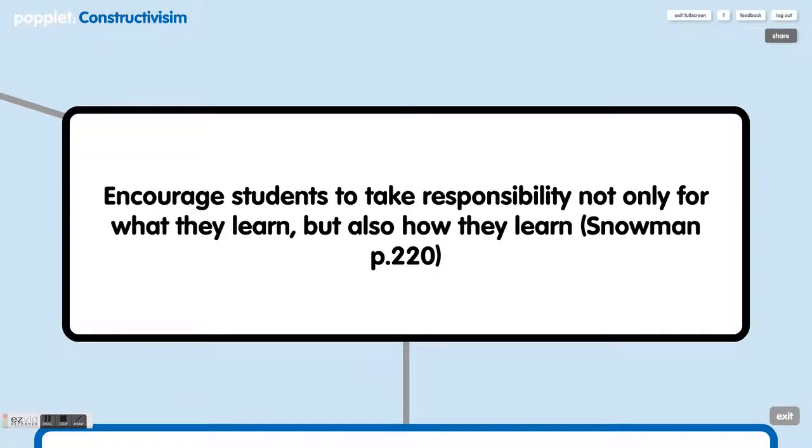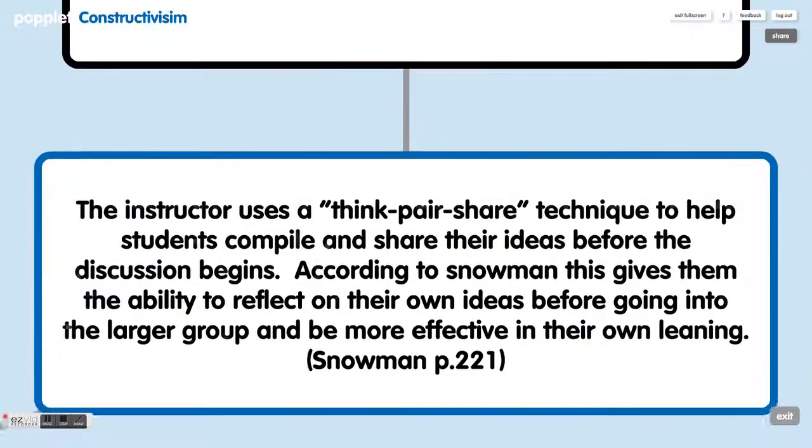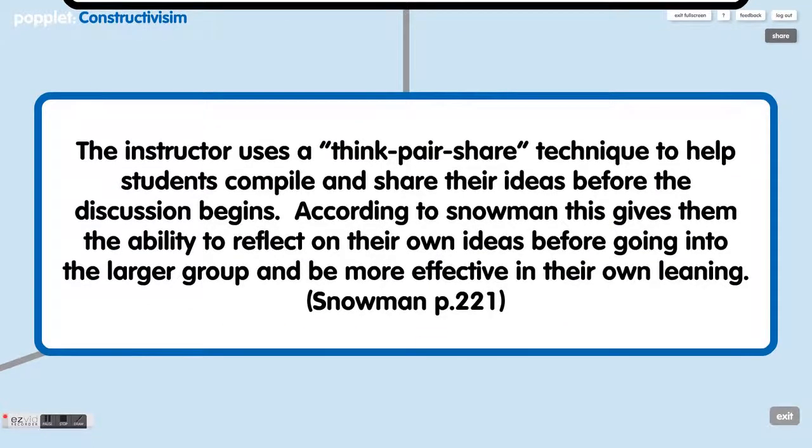He also encourages students to take responsibility not only for what they learn, but also how they learn. He does this through a think, pair, share activity at the beginning of the lesson to help students compile and share their ideas with one individual before the discussion begins. According to Snowden, this gives them the ability to reflect on their own ideas before going into a larger group and be more effective in their own learning once the discussion actually begins.